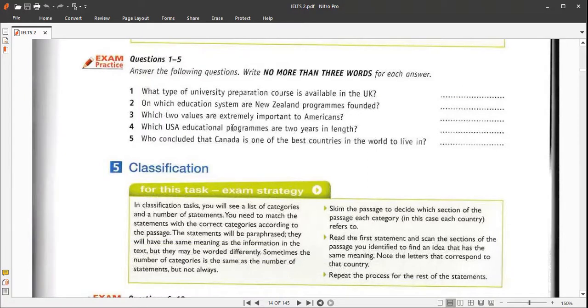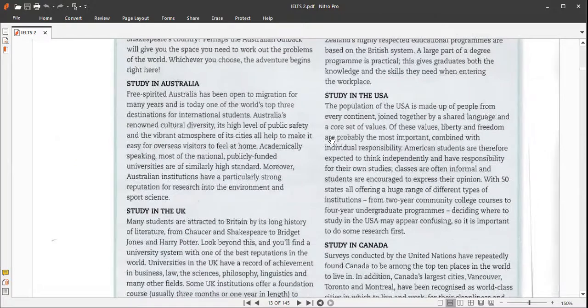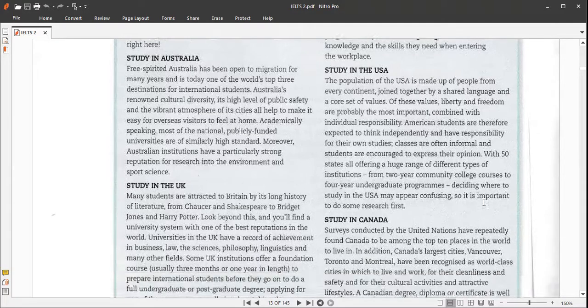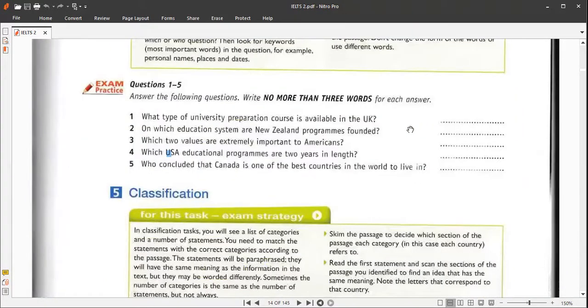Which USA educational programs are 2 years in length? Okay, we still talk about USA and 2 years in length, so the duration of the study. Now here we have 2-year community college courses. So the answer should be community college courses. Okay, so community college courses, that's the answer.